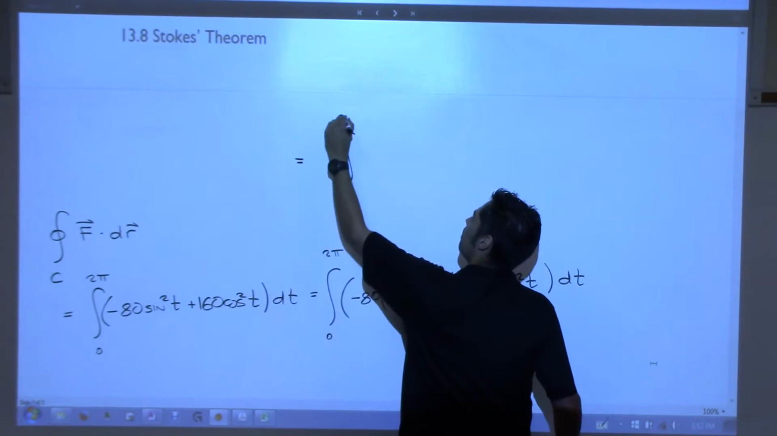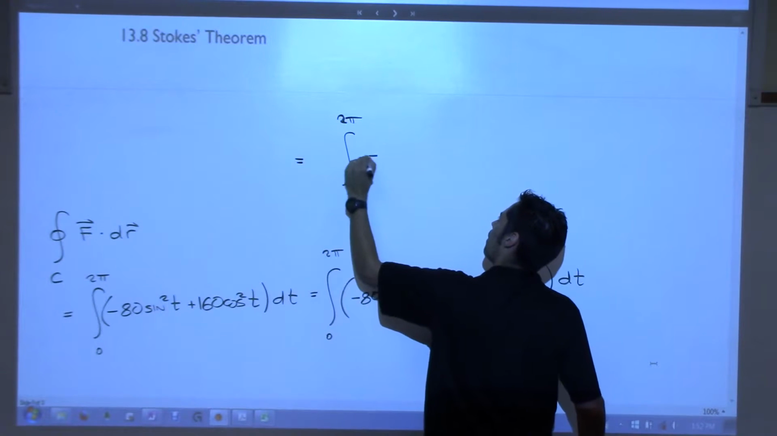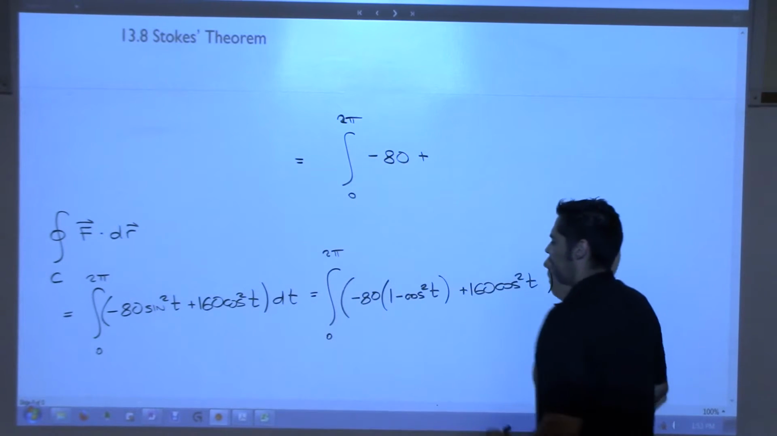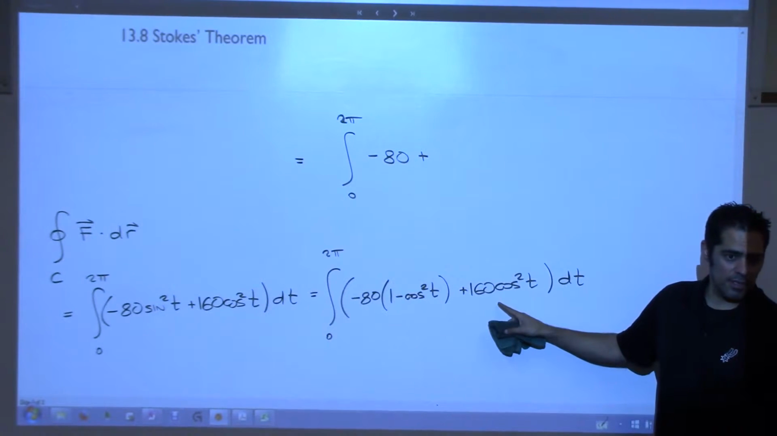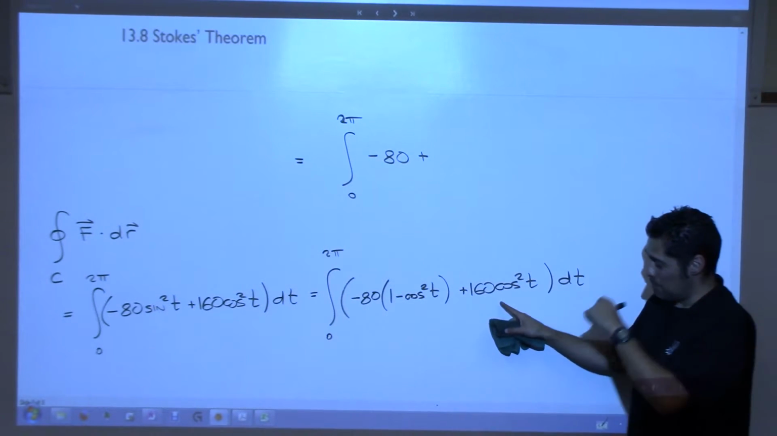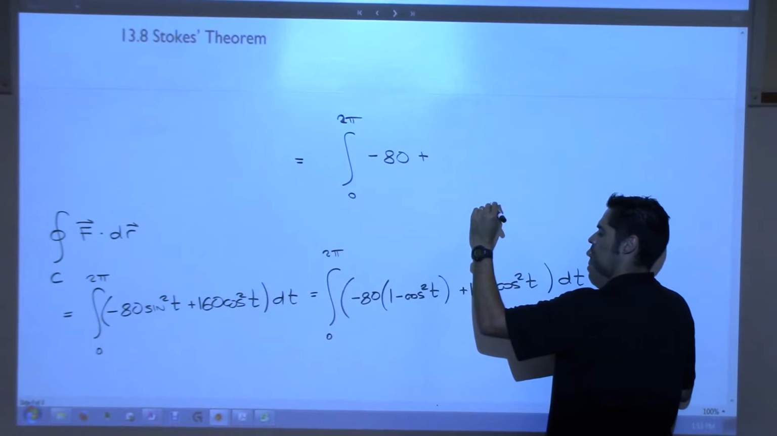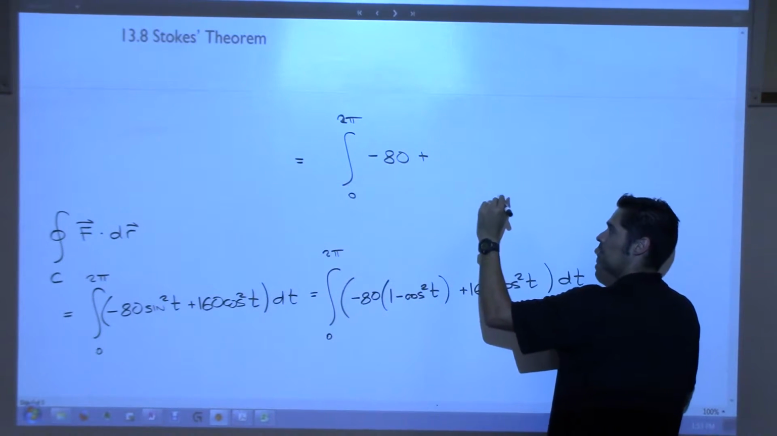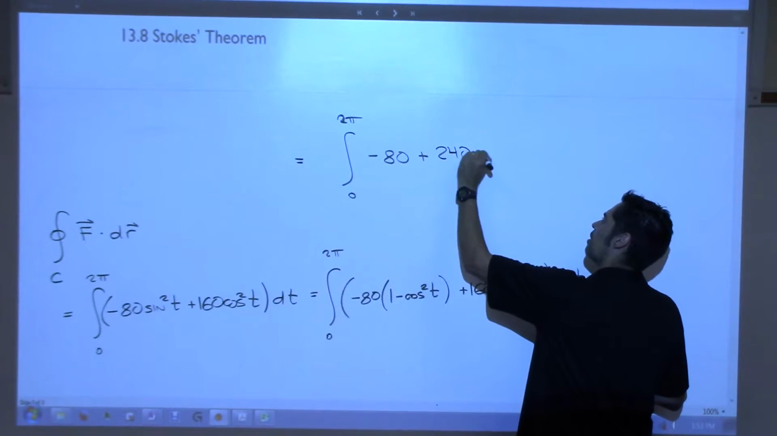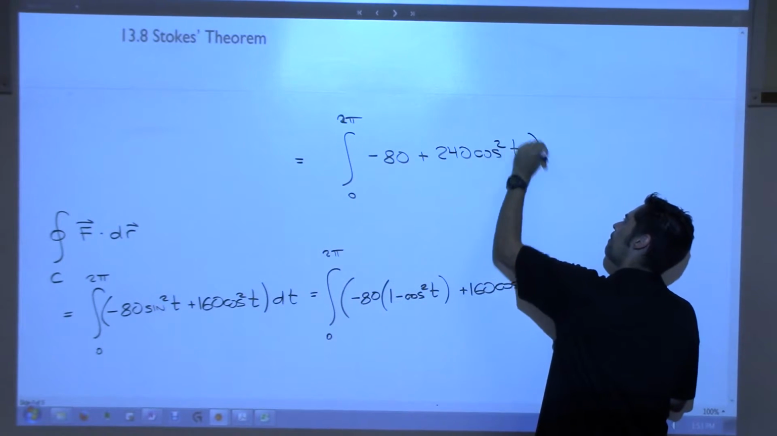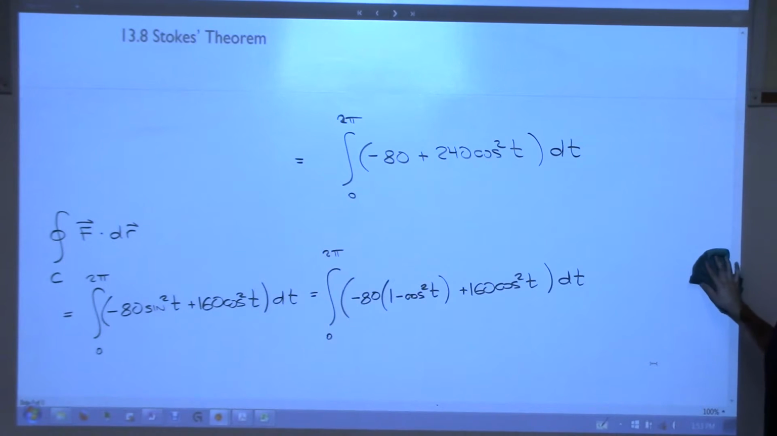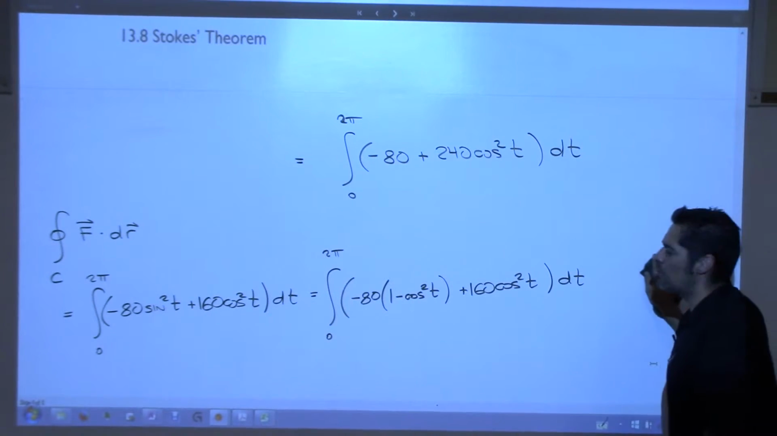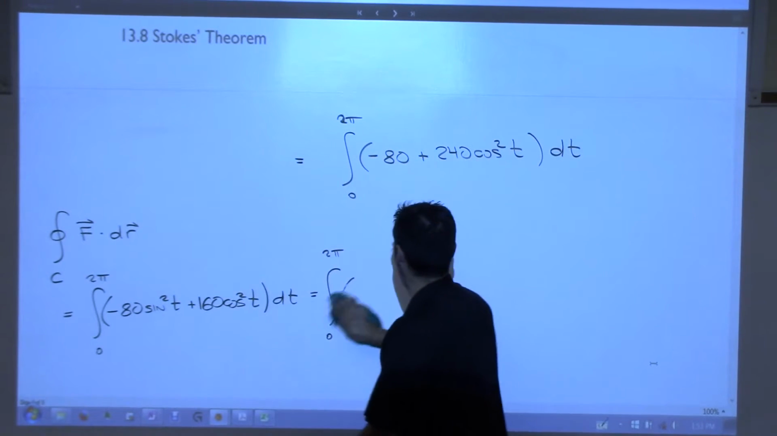Integral 0 to 2 pi of negative 80 plus what? 80 cosine squared t plus 160 cosine squared t, which is 240? 240 cosine squared t dt. Still good? All right, what do we do when we're trying to integrate cosine squared?